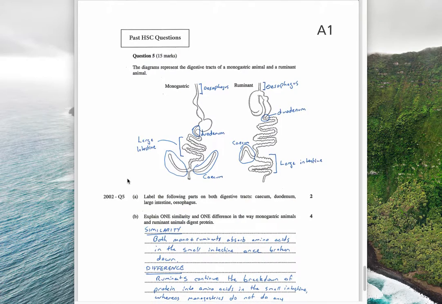Okay, lastly, the last page. This is from a while ago, 2002, but the diagrams represent the digestive tract of a monogastric animal and a ruminant. Here we have a monogastric, here we have a ruminant, and it asks you to label cecum, duodenum, large intestine, and esophagus. The esophagus is up here, just coming from the mouth. The duodenum is the part that comes out of the stomachs, which is here. The large intestine is here and here on this animal, and the cecum are here. They're the large kind of dead end organs that you see sticking out.